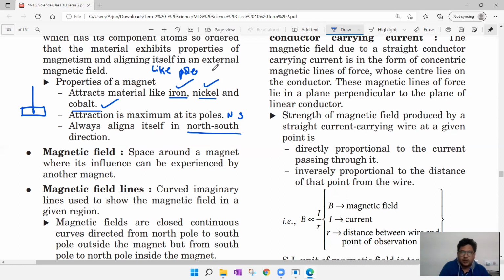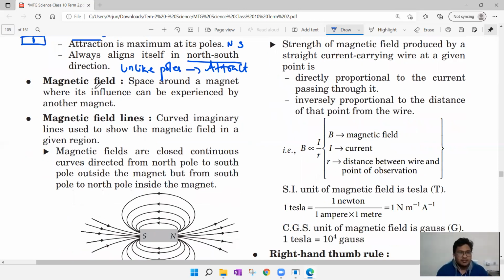Like poles always repel, and unlike poles attract. So these are a few properties of a magnet and magnetic field. So what is that new word, magnetic field? It is simple: the space around a magnet where its influence can be experienced by another magnet.